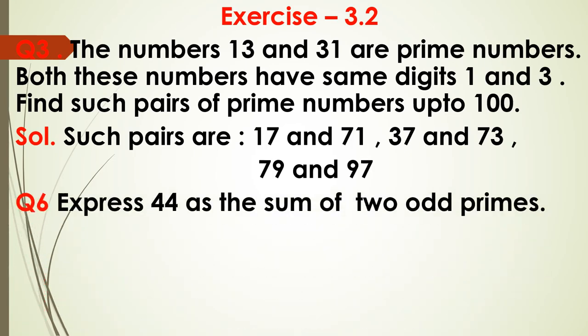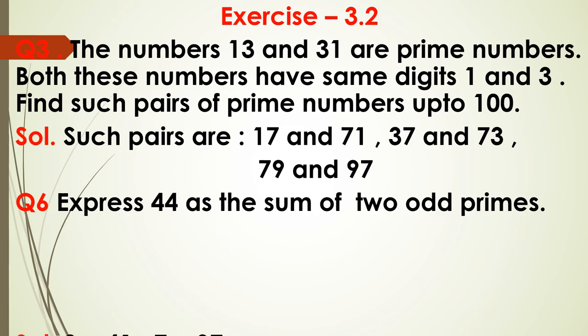Now see question number 6. Express 44 as the sum of two odd primes. Okay, three things are there. Sum of two numbers. Those numbers are odd also and they are prime also. These three things you have to keep in your mind.